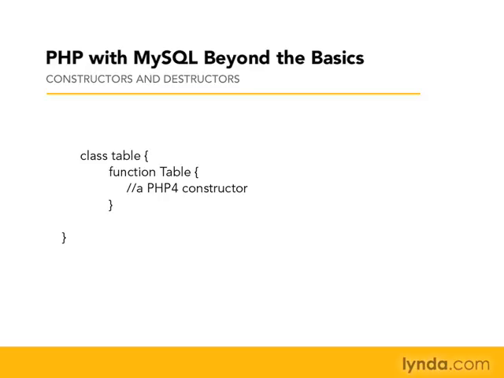That's a constructor. Now they give it a better name in PHP 5. It is underscore underscore construct. And that's how we're going to name the constructor. And that is going to be the automatic method that will get performed whenever an instance of class table is created. Let's see how it works.